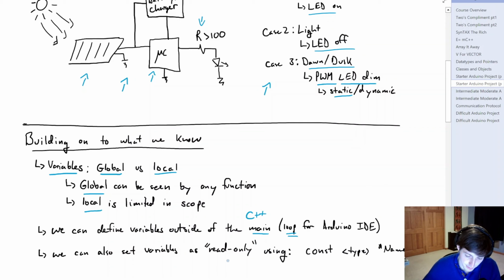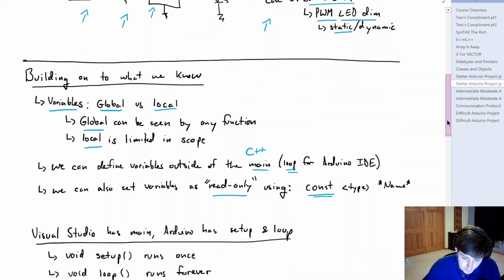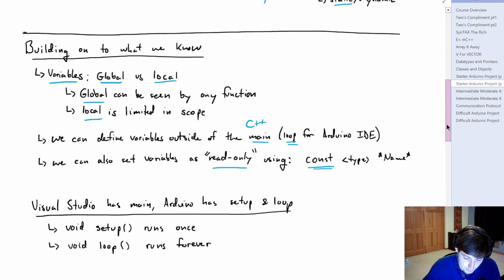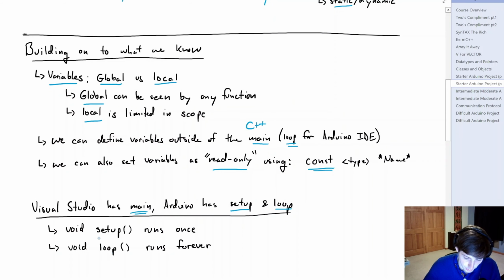We can also define this read-only variable simply by following this format here. It's similar to declaring a variable, except now we add this constant right here. To distinguish from the main, we have setup and loop for the Arduino, and those will run like functions. Void setup is simply going to run once. Think of configuring things only one time. And then we have our loop, which is going to run forever.